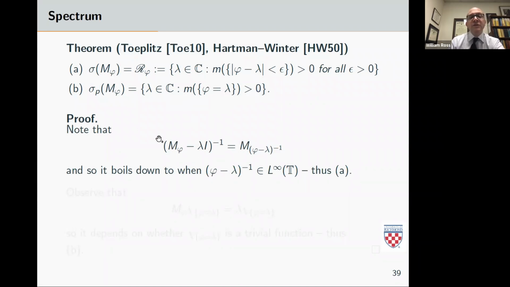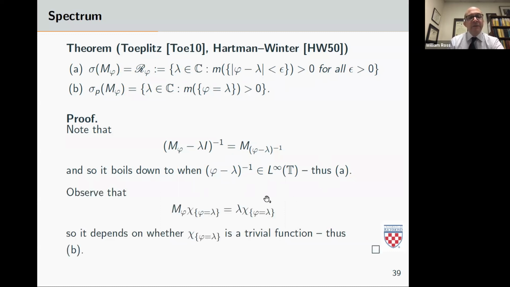So the resolvent of M phi is just going to be the multiplication operator with (phi minus lambda) inverse. Just think about it, it has to be that. So it all boils down to when this inverse is an L infinity function. A little analysis exercise will show that that's going to take place exactly when lambda is not in the essential range.